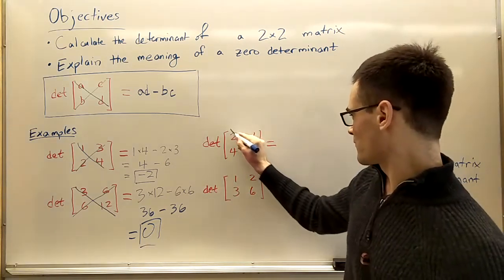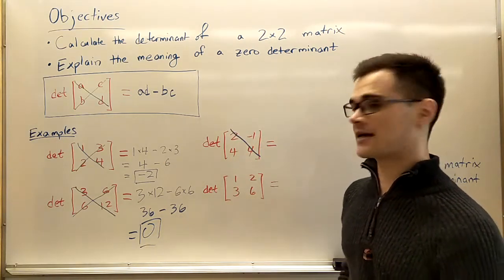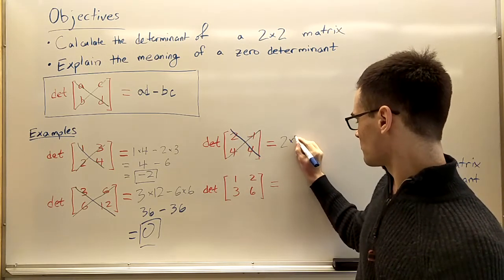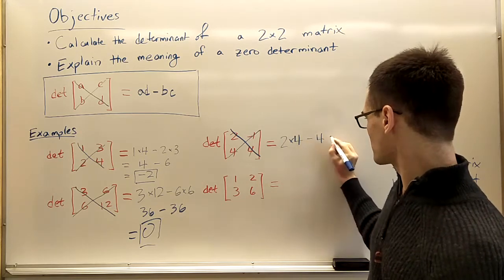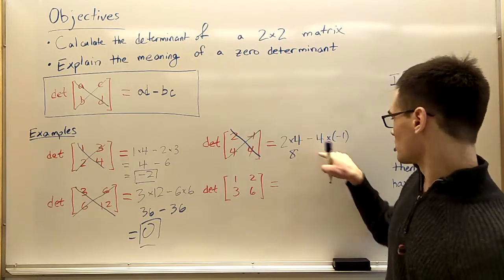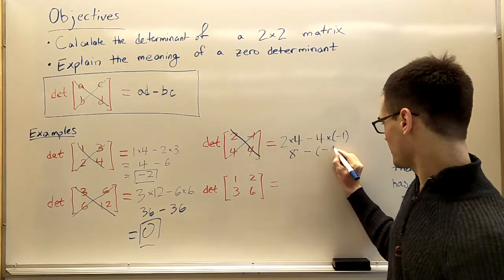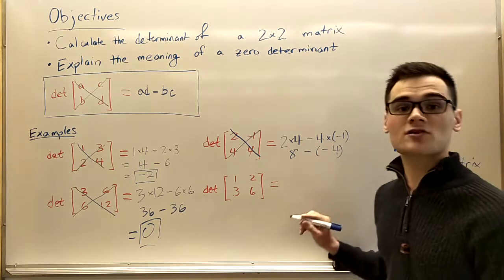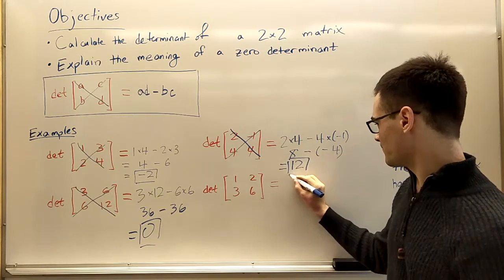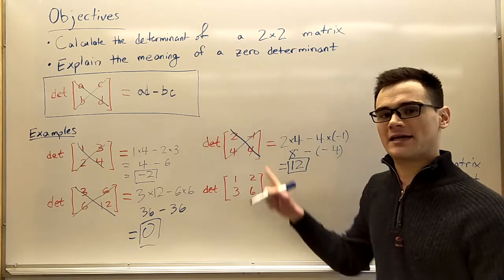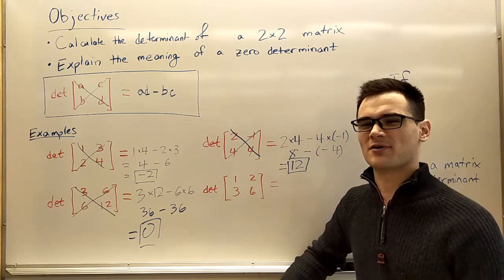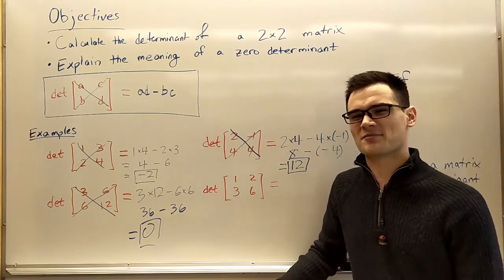This one, the same thing, but now we have a negative sign. So we're going to have this minus that, looks like 2 times 4 minus 4 times negative 1. 2 times 4 is 8. 4 times negative 1 is negative 4, but we are subtracting a negative, so this ends up being 8 plus 4, we get 12. It's always easy to make a mistake if you have a negative number in your matrix and you're subtracting that negative number. You have to remember to make it positive. It's an easy mistake to make. I've done it many times.